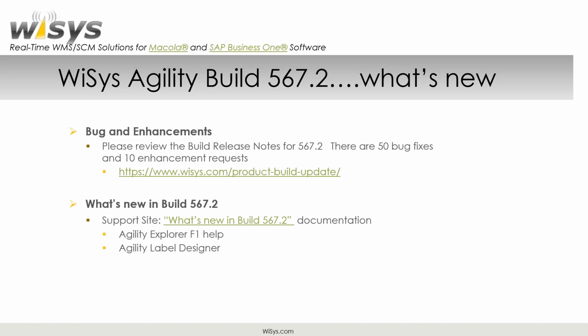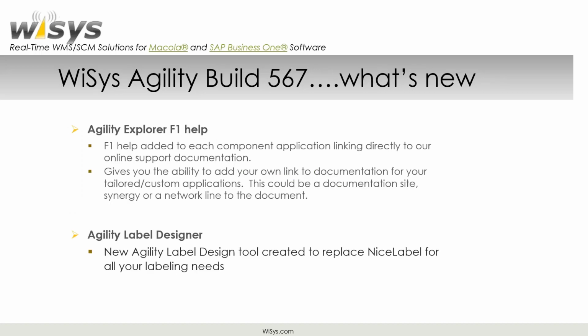Part of Build 567.2, the major feature and functionality released in this, is our new Agility F1 help, and also the Agility Label Designer. Those are the things that we wanted to go through and show you today.